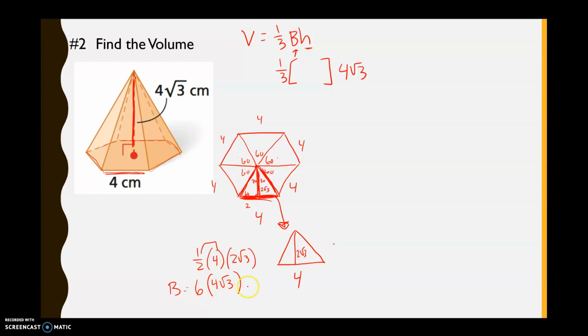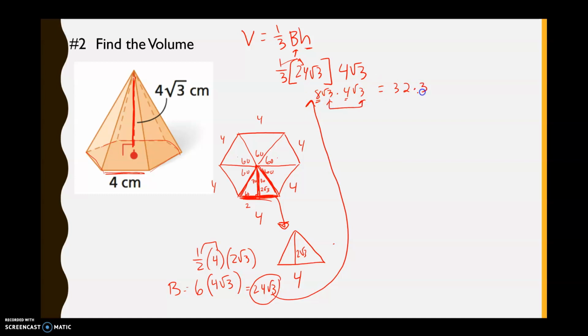So 6 times 4 rad 3 is 24 rad 3. And that is what's going to be my big B here, 24 rad 3. I'm going to take 1/3 of 24, which is 8. So when I multiply here, I'm going to get 8 rad 3 times 4 rad 3. 8 times 4 is 32. And rad 3 times rad 3 is just 3. So 32 times 3 is 96.